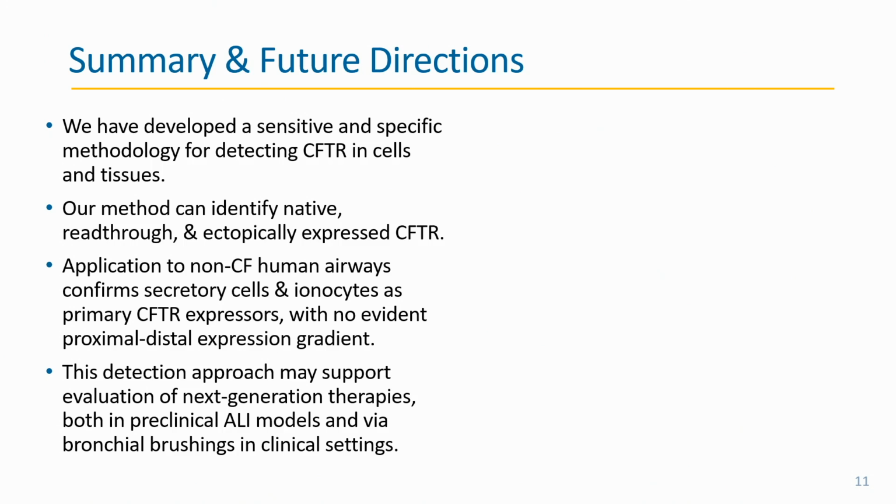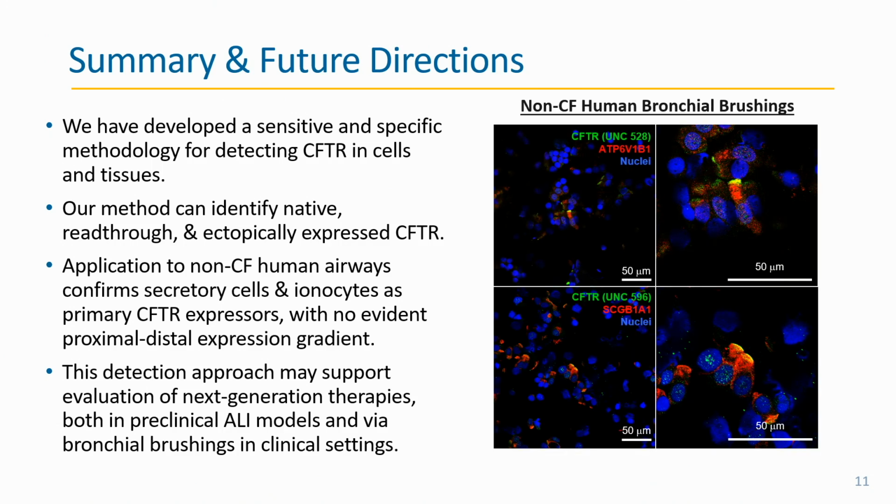As we look forward to more therapeutically relevant applications of this protocol, our collaborators at UNC were able to generate this very new data set, which is using non-CF human bronchial brushings. You can see using the staining protocol that we have shown you in this slide deck, they were able to identify apical CFTR expressing in both ionocytes and secretory cells. So as we're looking for ways to standardize therapeutic success in the clinic, this has pretty big implications for how CFTR immunofluorescence can be used to directly measure that therapeutic success.